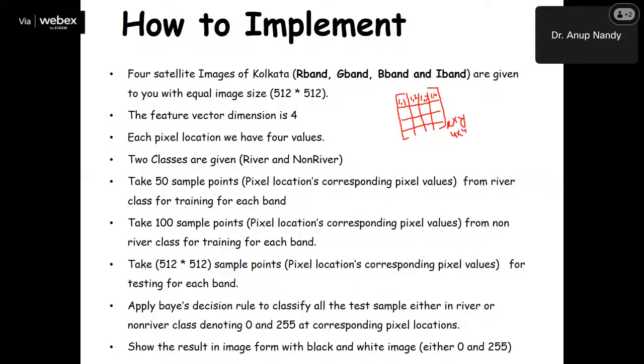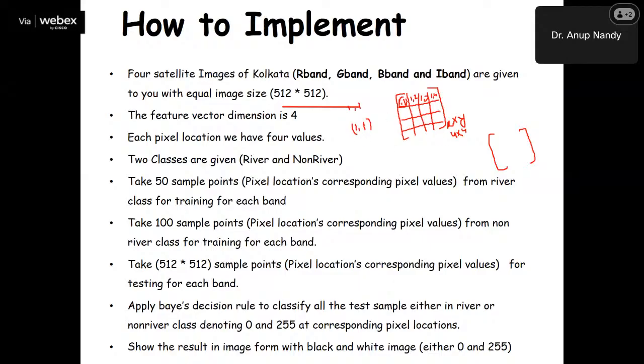And at each pixel location you will have 4 different values. So this is the image, and from the image you are going to have this feature vector. For each pixel location, how many feature values are you going to get? 4 different feature values. Where do they come from? Because the image size is the same, for the 1, 1 location, when you read it, you get 4 different pixel values.